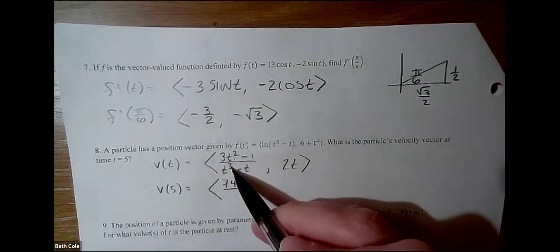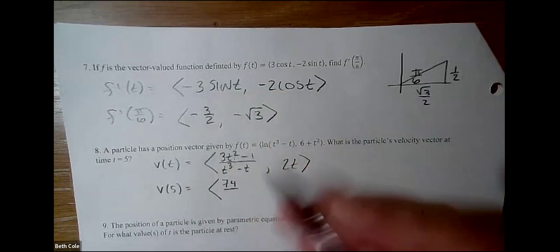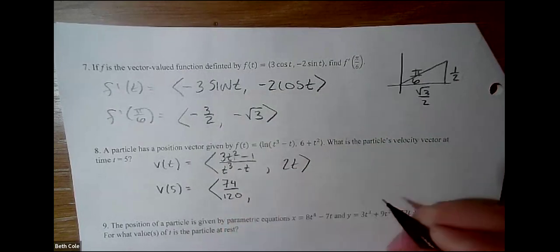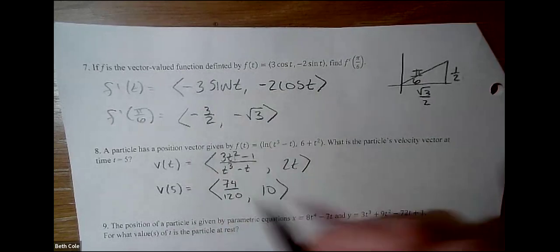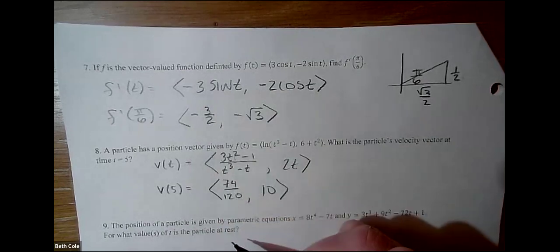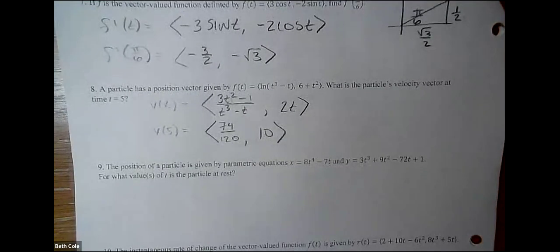And then down here, 5 cubed is 125, minus 5 would be 120. And then this part would just be 10. I guess this is going to reduce, but on the test, I don't remember the numbers coming out that big, so I'm not going to worry about it here.